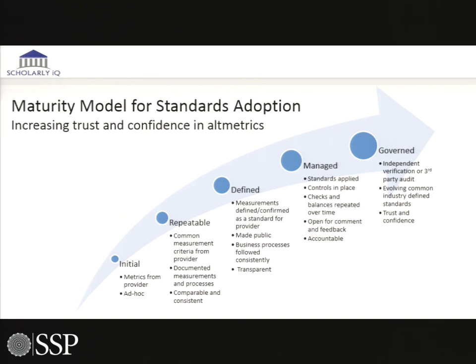And right at the full end of it, if you ever get to there, is a kind of governed relationship, where you maybe have a third-party audit, an independent body that goes along and does that. Now, we're not proposing that we're right at that end stage, because we're at early stages at the moment. But it's up to the market and the community to decide where we are, where we want to be, and what we want the altmetrics to do.